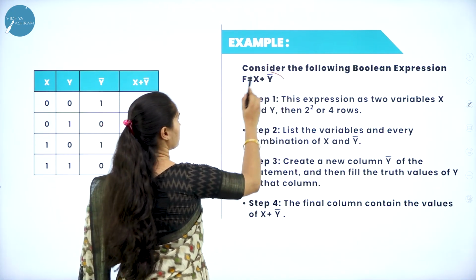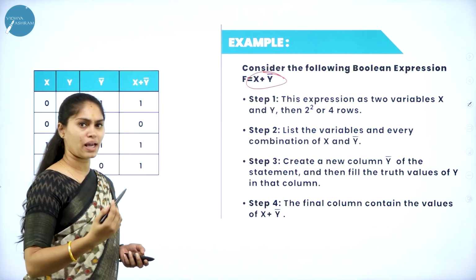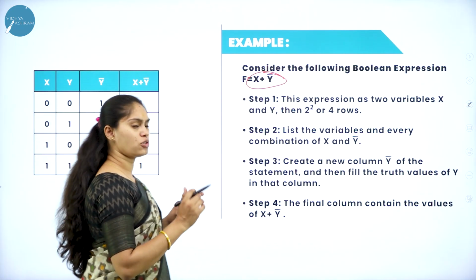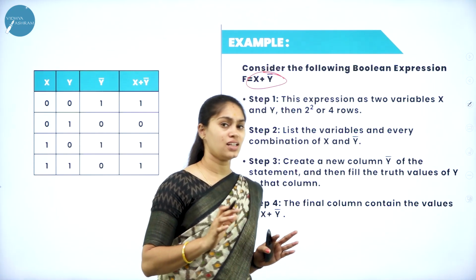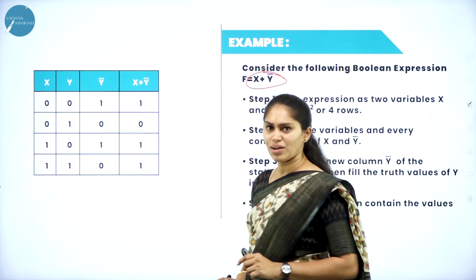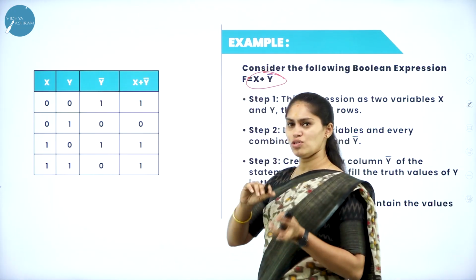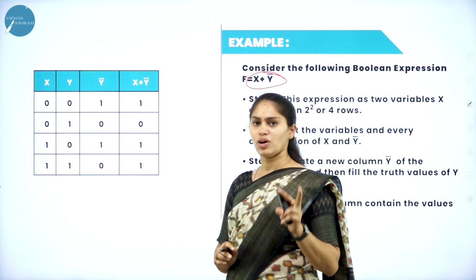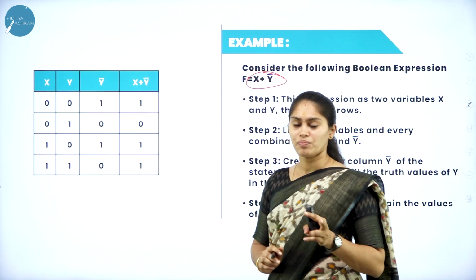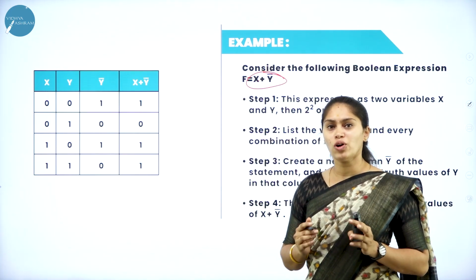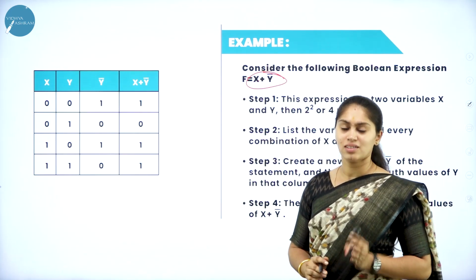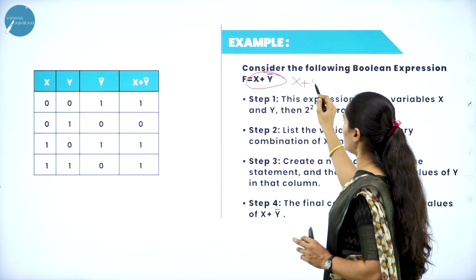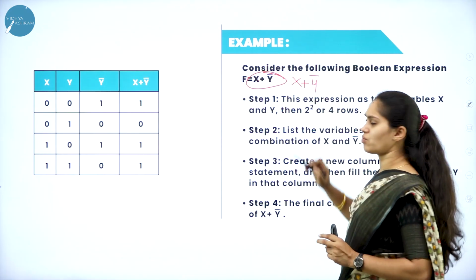We are dealing with the example x plus y bar. How are we going to do that? Let me show you here. What is the first step? I have to understand the number of variables, isn't it? How many variables do I have here? X and y. Those are the two different variables. So I need to use two variables. I am going to make 2 power 2. That means I must have 4 rows in my truth table. What are the variables I have? X and y. But here you can see the expression, that is x plus y bar.